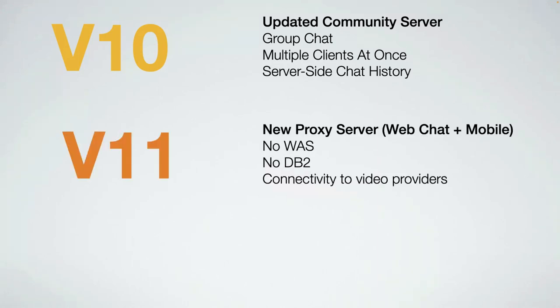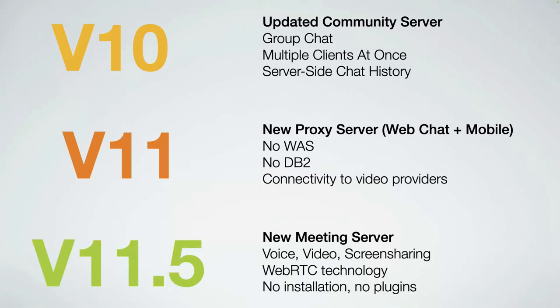In version 11 later this year, we published completely new redesigned, rewritten clients, web clients and mobile clients. They were completely rewritten to move from WebSphere application server and DB2 on the server side and to a modern web interface on the client side. In version 11.5, we added a completely new meeting server. Those who tried to deploy the older versions, like version 9 or version 7 of Sametime full topology, know that it was a lot of work.